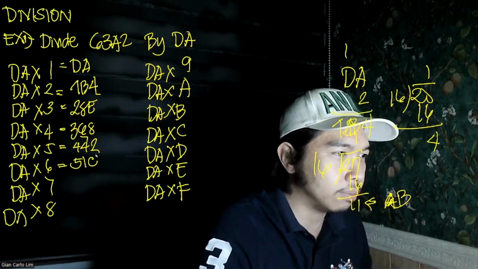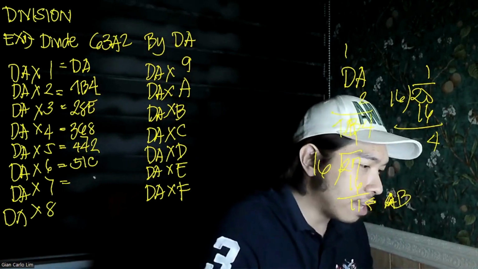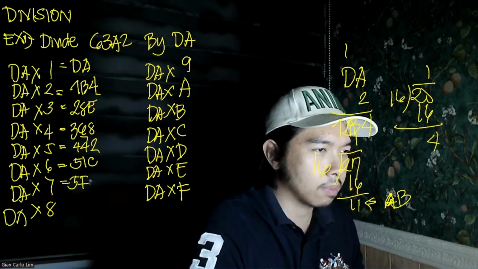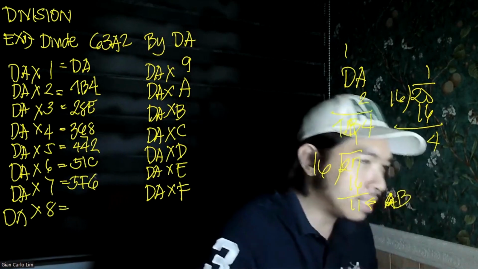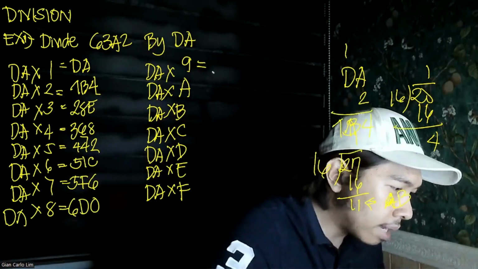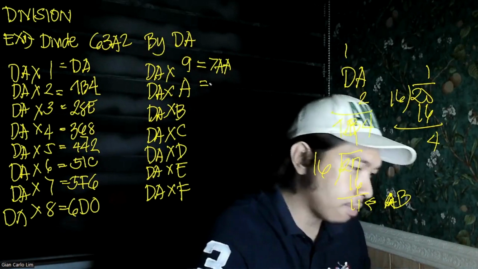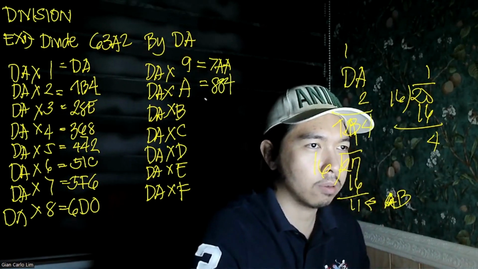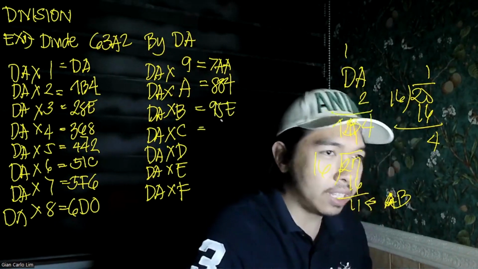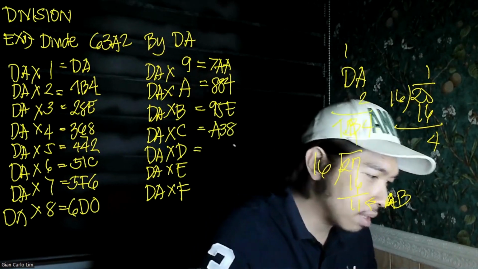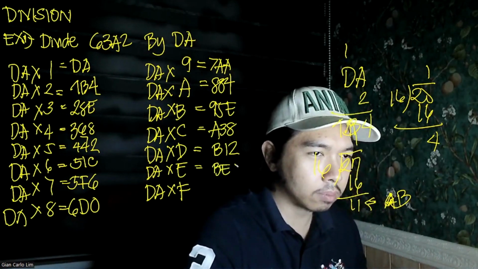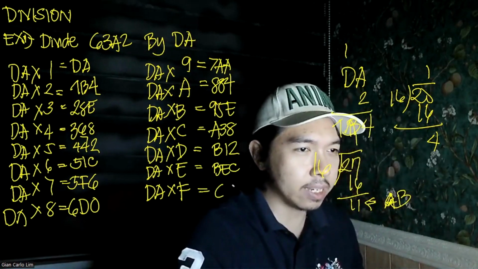3 is 28E. 4 is 3 6 8. 5 is 4 4 2. 6 is 51C. 7 is 5F6. 8 is 6D0. 9 is 7AA. A is 884. B is 95E. C is A38. D is B12. E is BEC. And then F is CC6. All right.